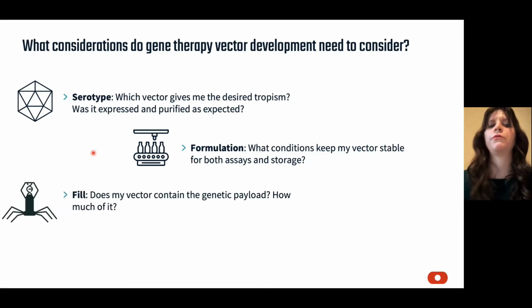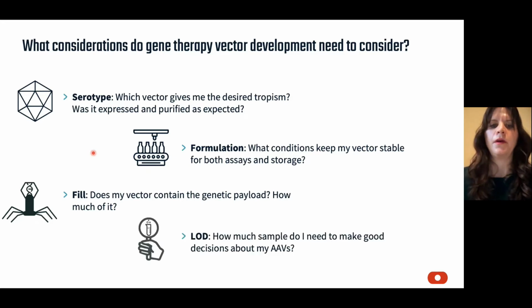Next, we have the question of fill. Does your vector contain the genetic payload, and how much of it does it contain? And last, we're going to address concerns about limit of detection. AAV samples are incredibly precious, and we want to use as little sample as possible in order to make good decisions about how to use the AAVs going forward.